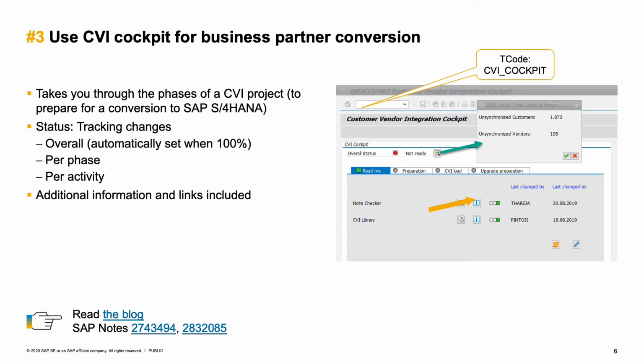Fortunately, there's now a utility called CVI Cockpit to support you with the initial setup of this synchronization. And it tells you very specifically what needs to be done and in which order. It takes you through the individual phases of this mini project and allows you to track the progress and also offers useful links and important SAP notes. There's not much more to say about this than simply use it. Again, there's links at the bottom to blogs and SAP notes to get further information on this very useful feature.